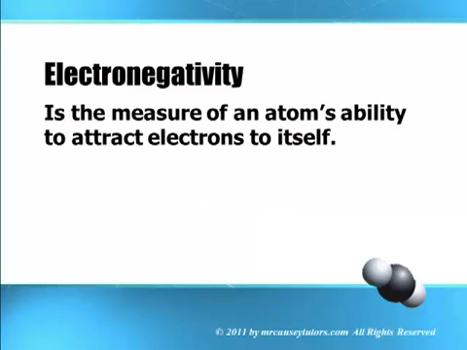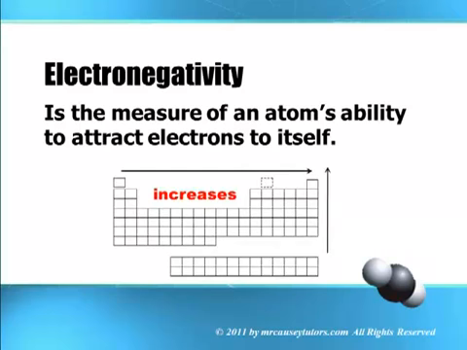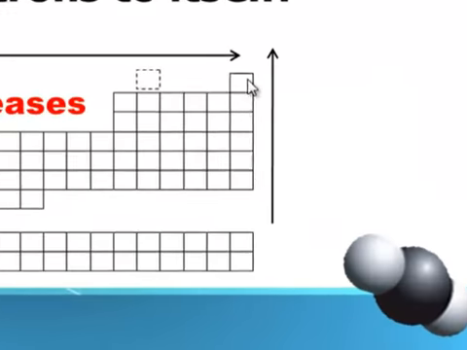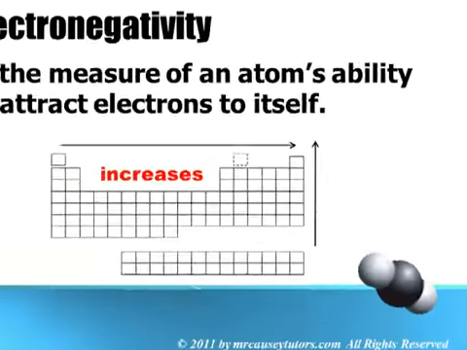Electronegativity is the measure of an atom's ability to attract electrons to itself. It increases as you go across, and it increases as you go up. Now remember, that doesn't include the noble gases. For the noble gases, electronegativity is 0. They don't want to attract electrons, and they don't want to give up electrons. They are good the way they are. They have their full octet or duet.